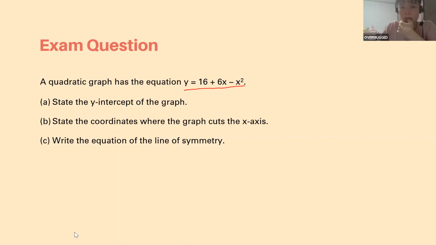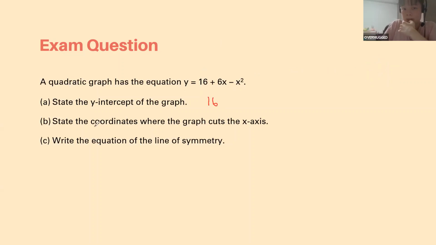Okay, most of y'all got it. So let's say the graph equation is like that. Remember to state -5. Don't forget the negative sign. But over here is 16 lah. Okay, yeah, most of y'all got it.